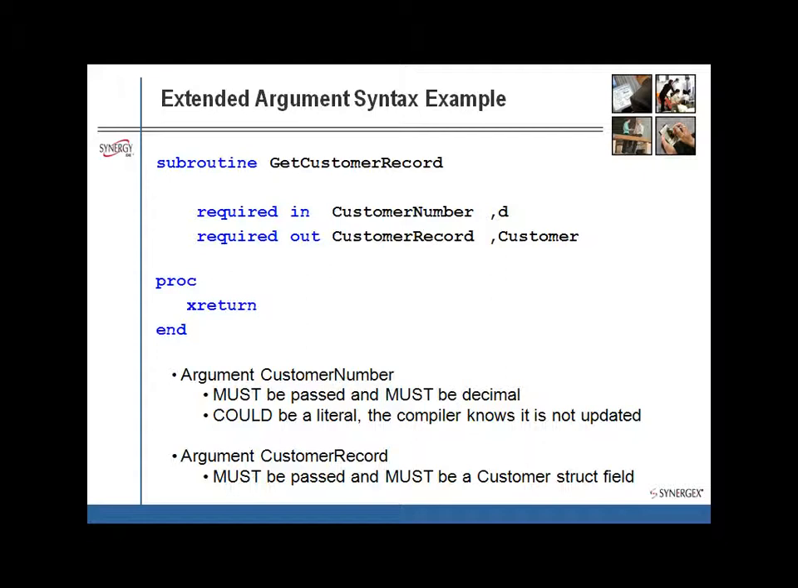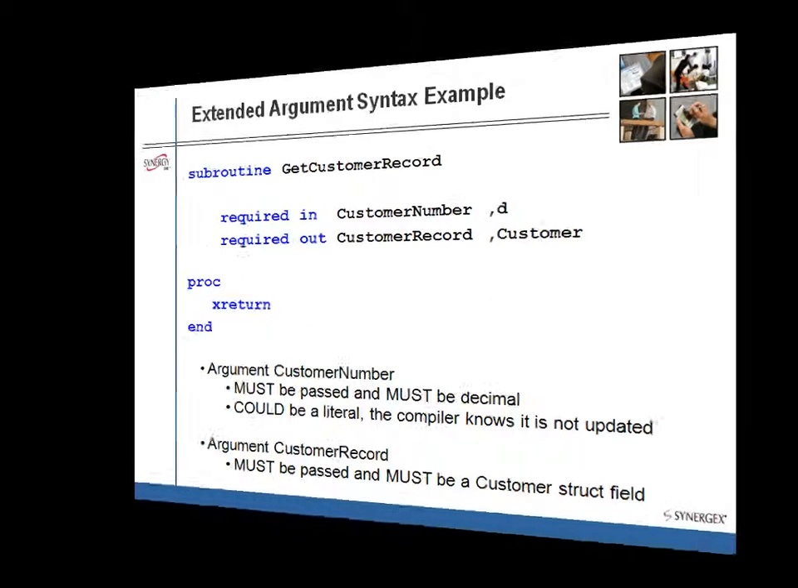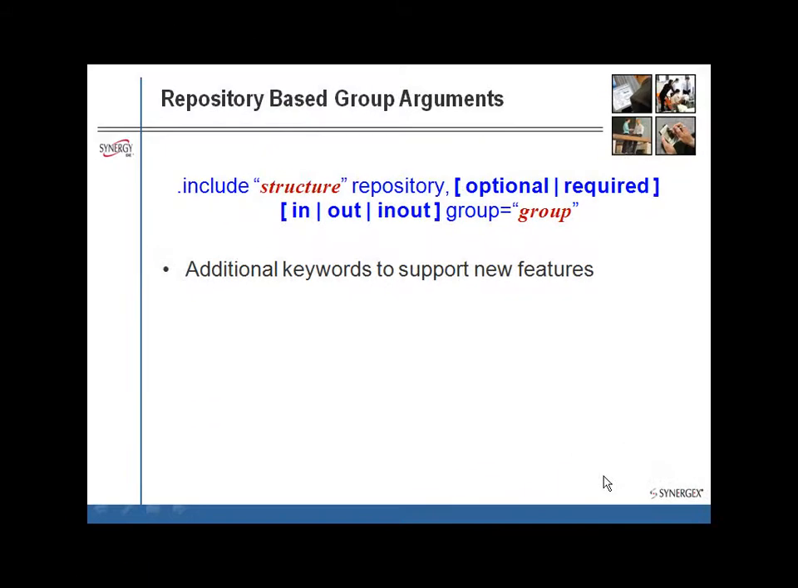The customer record argument is defined as required out, and its type is a struct field. The compiler will not only enforce that a field is passed to this parameter, but it must be a struct field based on the customer structure. If you're using repository includes in your source code, then there are also similar enhancements to the syntax of the repository include, as shown on the slide.